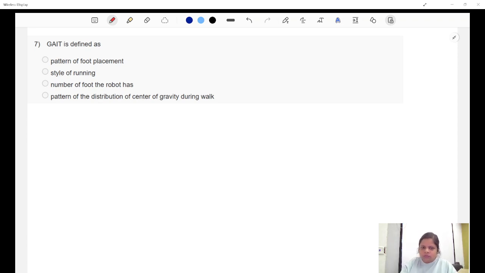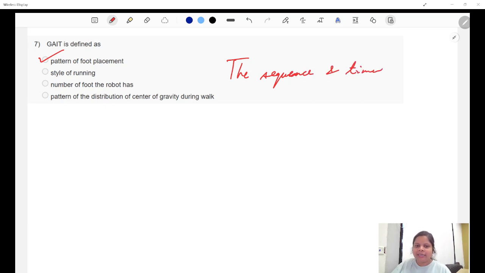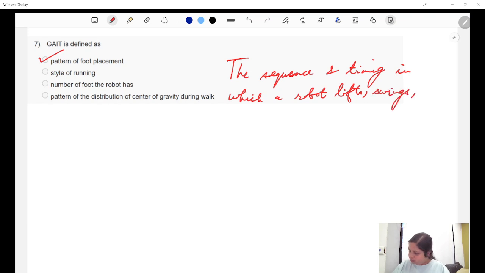Pattern of foot placement. Right. So in legged robotics and biomechanics, a gait is defined as the sequence and timing in which a robot or animal, I mean it is defined for everyone, lifts, swings, and places its feet during locomotion.